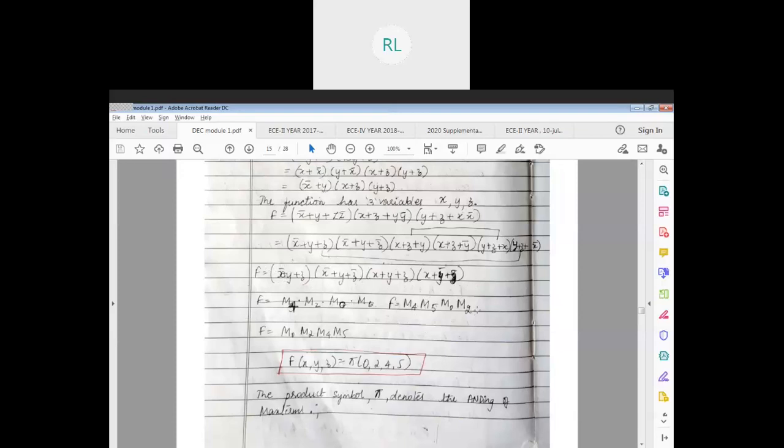Now once I get this equation, we rearrange them, because 1 into 2 can also be written as 2 into 1, I get the same answer. So 0, 2, 4, 5, in ascending order. So I can write it as f of x, y, z equals pi. Now keep in mind here we are using pi.